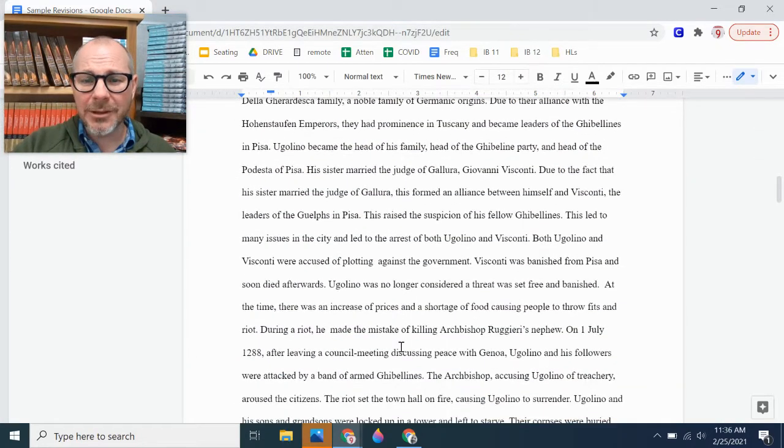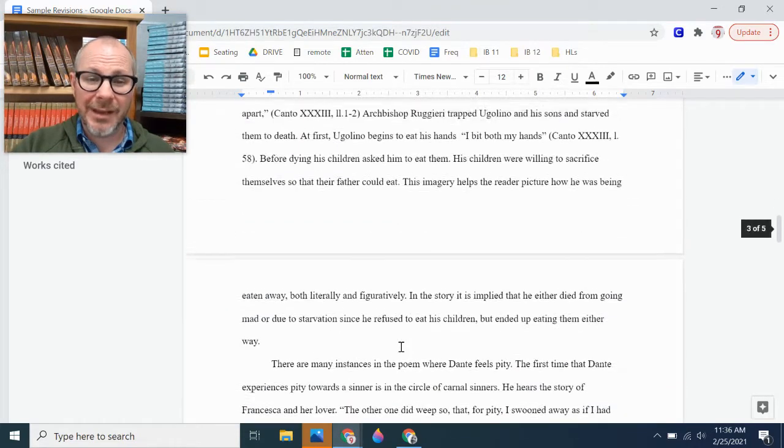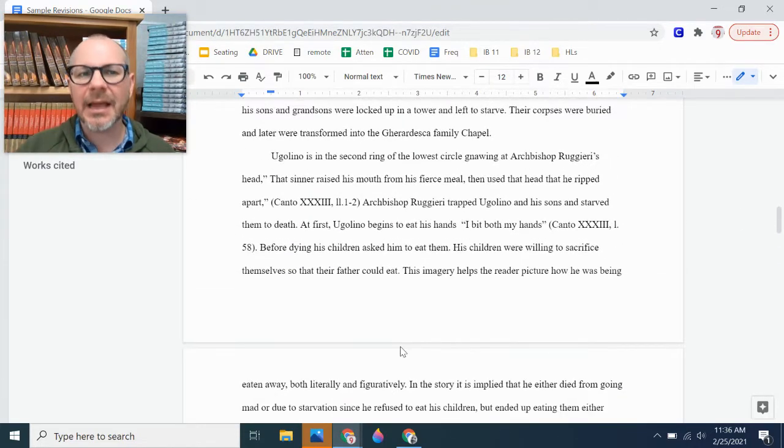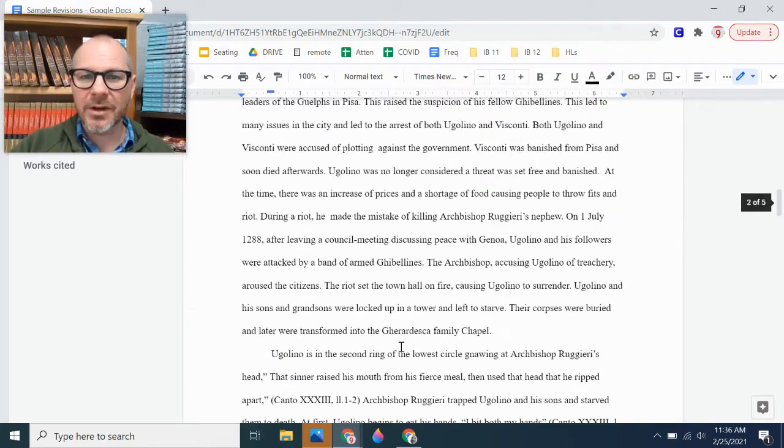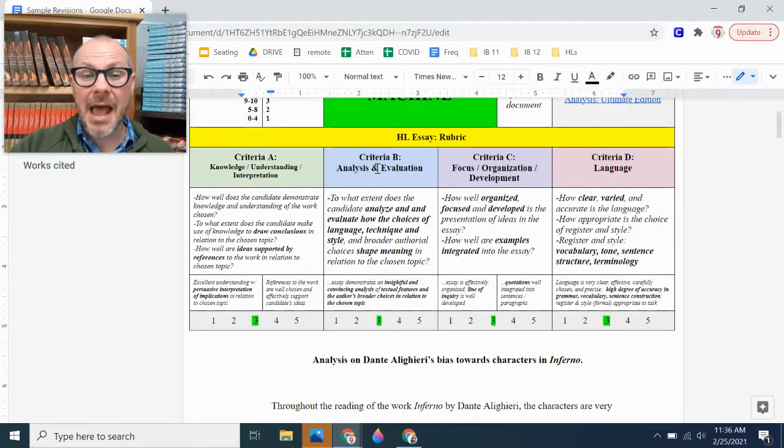Then I would look at a paragraph, really any random paragraph, and just say, where's the analysis? There's not really going to be any analysis and evaluation of specific choices in that first paragraph, but there is, okay, how's my focus going to be? How well organized, focused, and developed is the presentation of ideas?